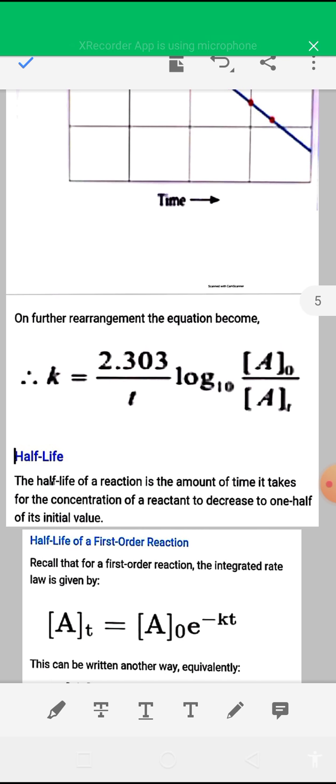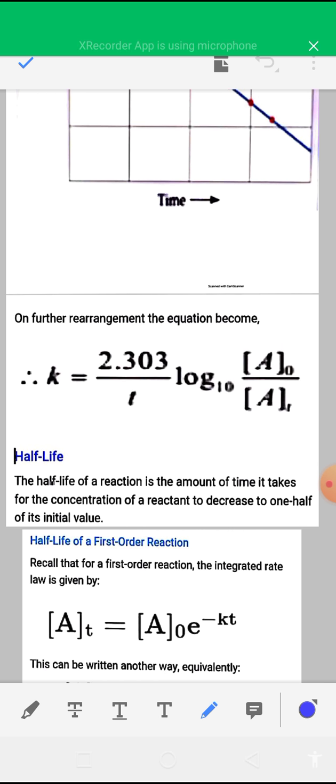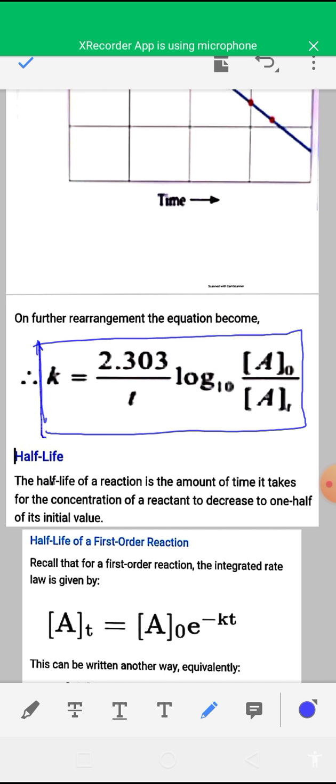And on further rearrangement, the most important rate law equation, the integrated rate law equation for first order reaction, is K is equal to 2.303 by t. After converting ln into log, K, the rate constant of the first order reaction, is equal to 2.303 by t log A naught by At, where A naught is the initial concentration of reactant and At is the concentration of reactant left after time t.